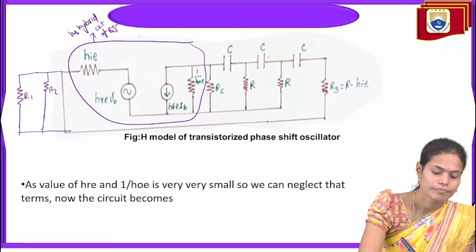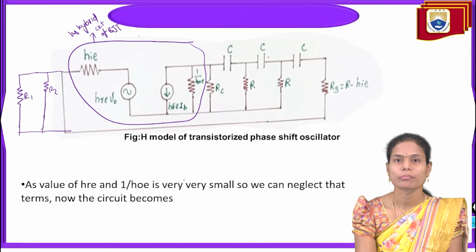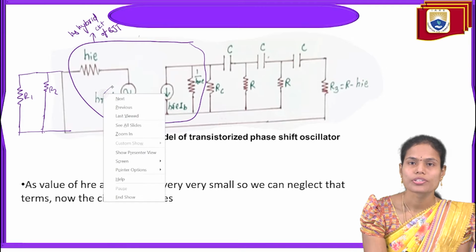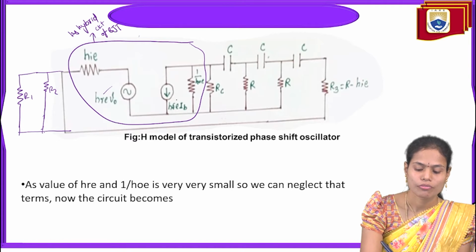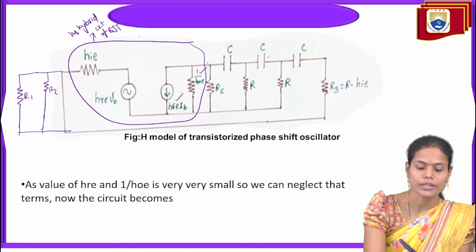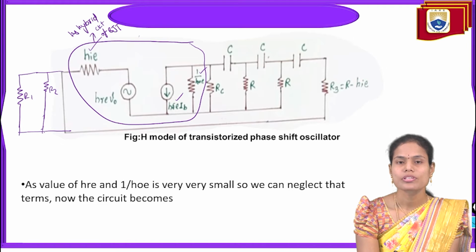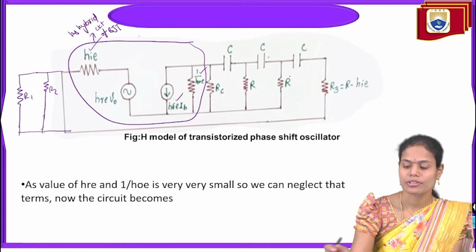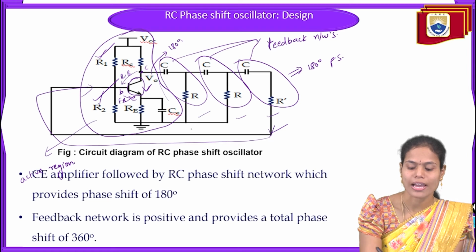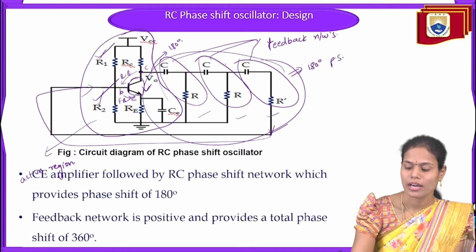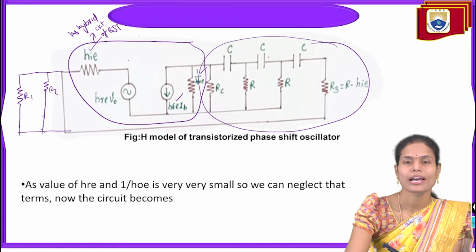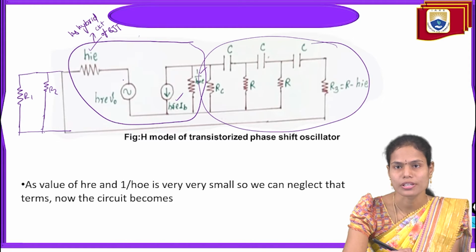This is the hybrid equivalent circuit of the BJT. Here 4 parameters we will be having: input impedance, reverse voltage gain, forward current gain, as well as output admittance. So this is the exact model of the hybrid equivalent circuit of the bipolar junction transistor, and the remaining elements, the feedback network, I have taken as it is. Only the transistor I replaced with the hybrid equivalent circuit.